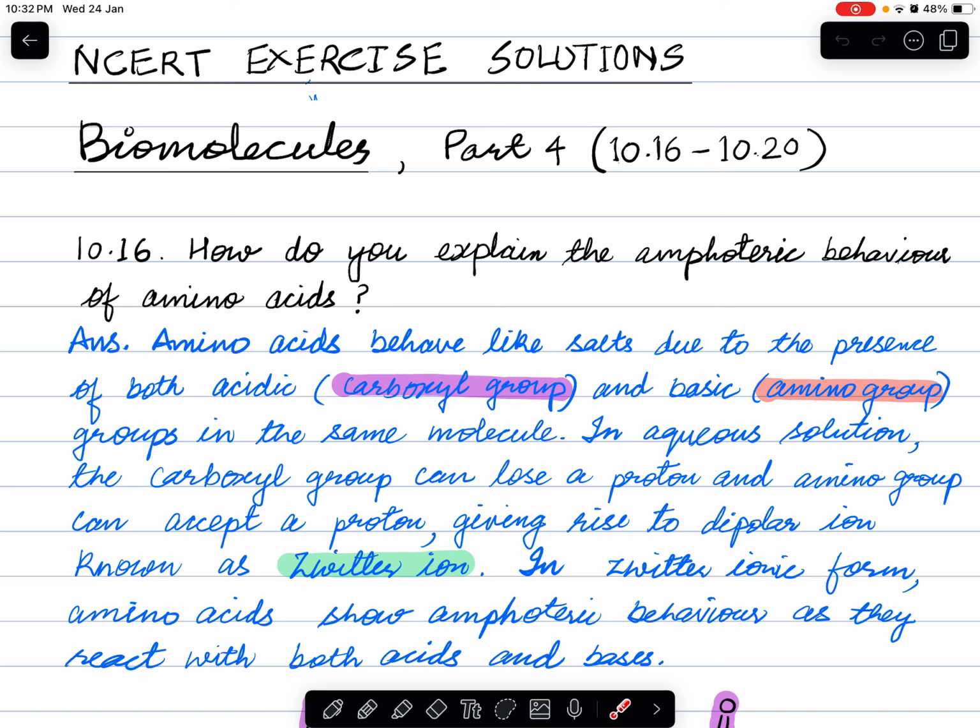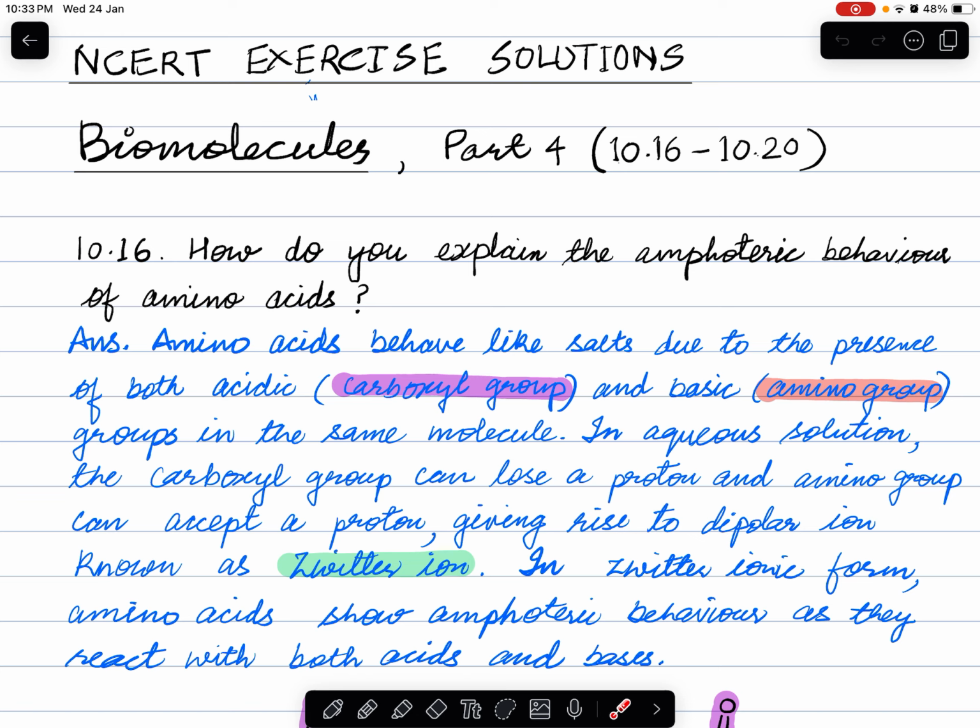Amphoteric means any substance which has got acidic as well as basic character, or which reacts with both acid and base. So amino acids contain two types of functional group. First is the acidic group, which is the carboxyl group or carboxylic acid group, and the basic group, which is the amino group, in the same molecule. And in aqueous solution, that is when we make a solution of this amino acid in water, the carboxyl group loses a proton, that is H plus ion, and the amino group accepts this proton or H plus ion.